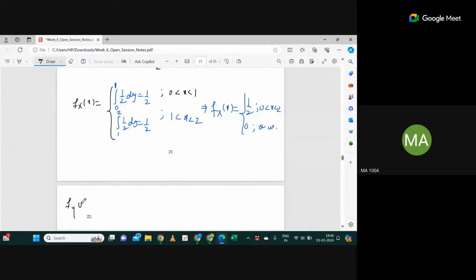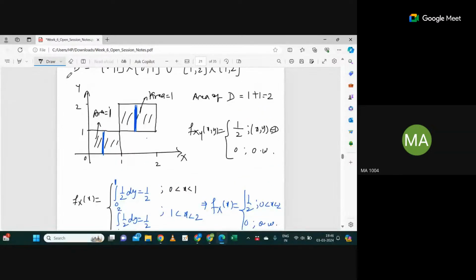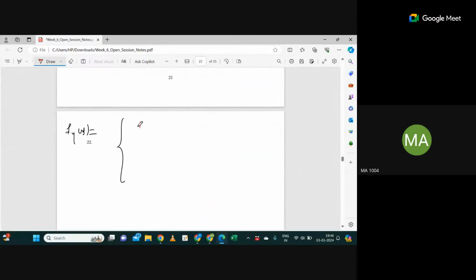Okay, so for y, we have to draw the parallel strip with respect to x. The limit of x will be 0 to 1 in one case, and 1 to 2 in the other. So I integrate half dx from 0 to 1 when y is 0 to 1, and integrate half dx from 1 to 2 when y is 1 to 2. Anyway it will be half. So the marginal of y is half for the support when y is 0 to 2.